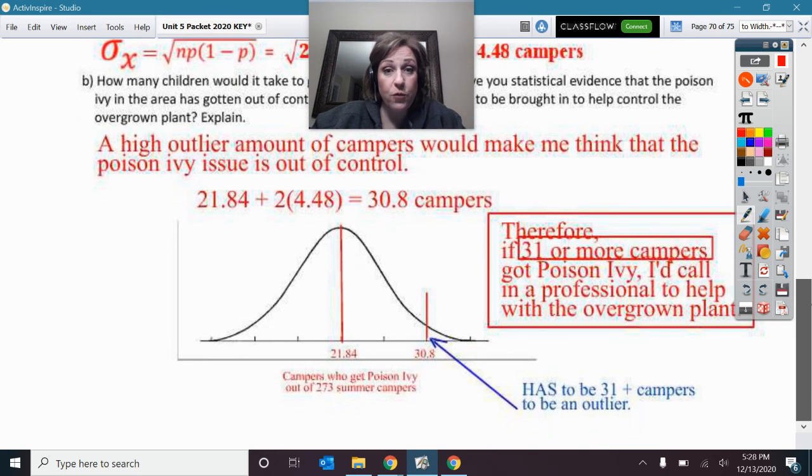So we need an upper outlier. So if we had the mean plus 2 standard deviations, that's 30.8. So think about this. 30.8 is your outlier fence. So what's unusual? Is 30 unusual? And that answer is no. That's actually inside the outlier fence, so that's not unusual. It has to be 31 or more to be unusual and to say, oh, we need to get professional help in here because we have overgrowth of the poison ivy. Okay, has to be 31 plus to be an outlier.